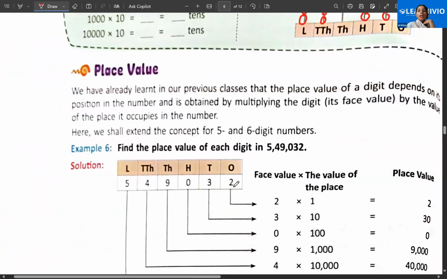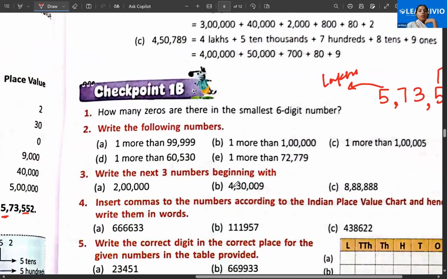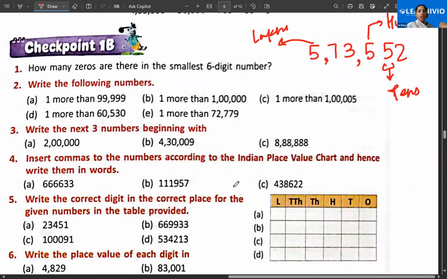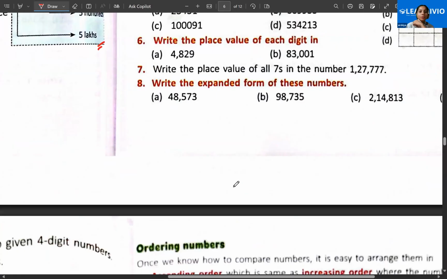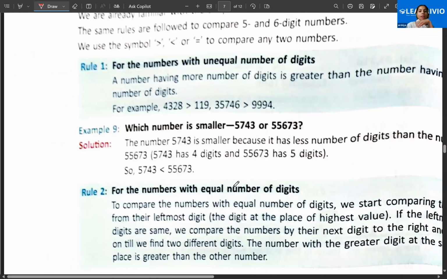We've done this. Now in the next class, what we'll do is we'll solve these questions, Checkpoint 1B. Okay? We'll do this and we'll continue.